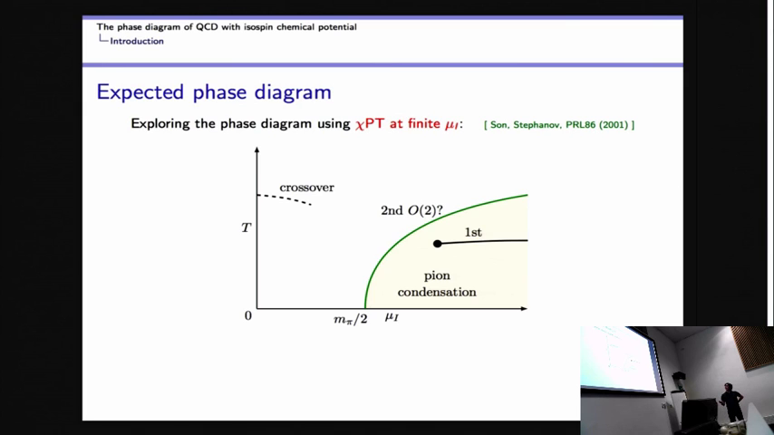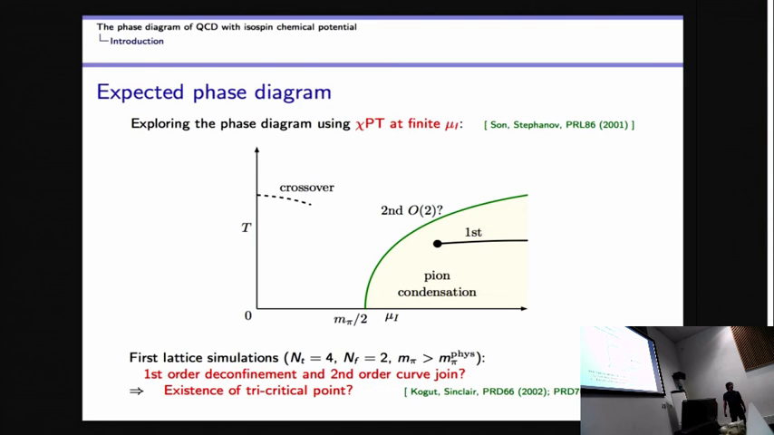There are basically just two lattice simulations on the matter, and they are on very coarse lattices. The first one was here by Kogut and Sinclair. They used NF equals 2 and later also NF equals 3 at pion masses bigger than the physical one. And they basically found that this first order line and this pion condensation phase boundary could actually join. That was what they saw. So they said that there might be the existence of a tricritical point, which is basically just this endpoint on the phase boundary here.